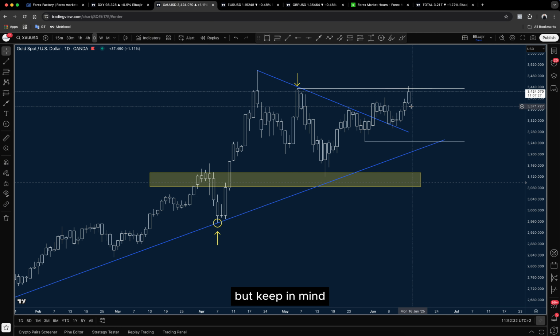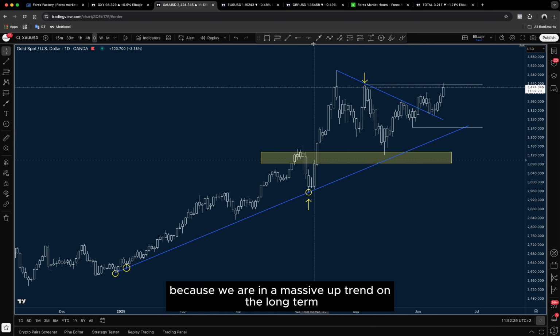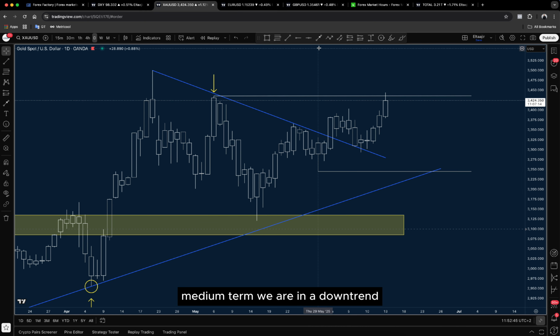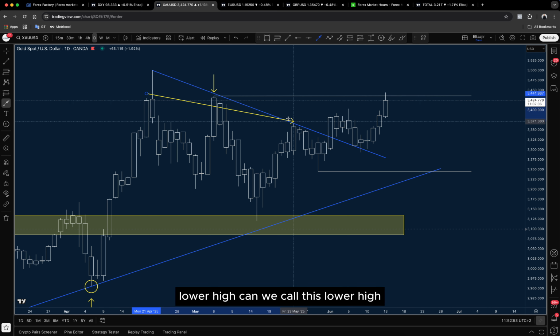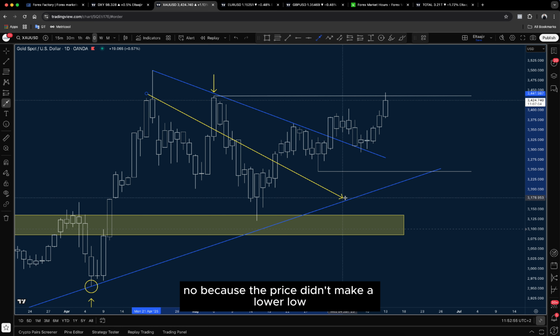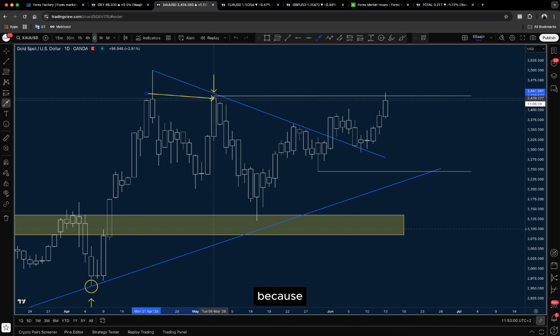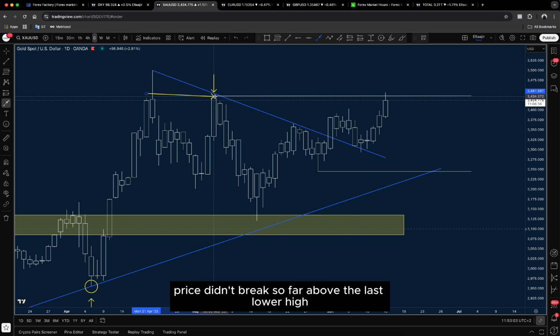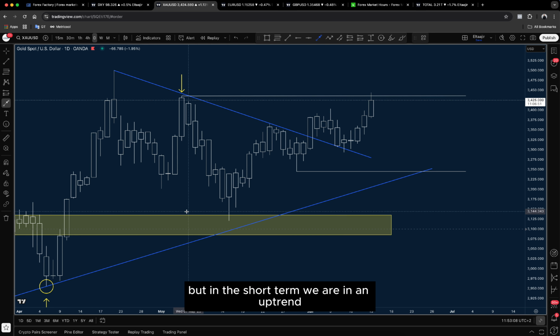As far as we are below, we are still in a downtrend. But keep in mind that the smarter trade is definitely to buy gold because we are in a massive uptrend on the long term. Medium term, we are in a downtrend, as I said: lower high, lower low, lower high, lower low. Lower high, can we call this a lower high? No, because the price didn't make a lower low, and we are still in the medium term in a downtrend because price didn't break above the last lower high. But in the short term, we are in an uptrend.